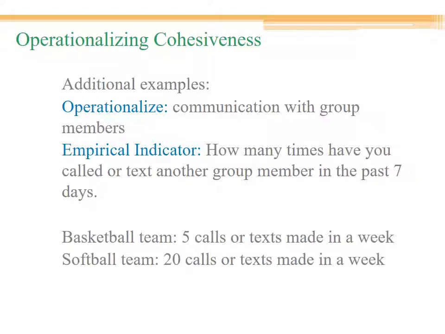So after conducting our question, we find that the basketball team sent 5 calls or texts to each other in a week, and the softball team sent 20 calls or texts in a week. So according to this empirical indicator, which team is more cohesive? The softball team.